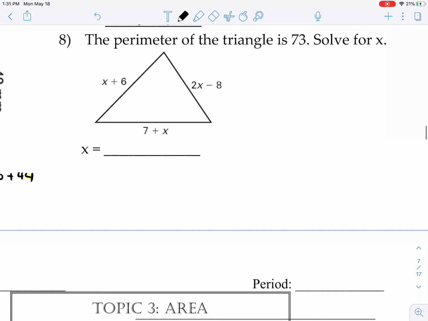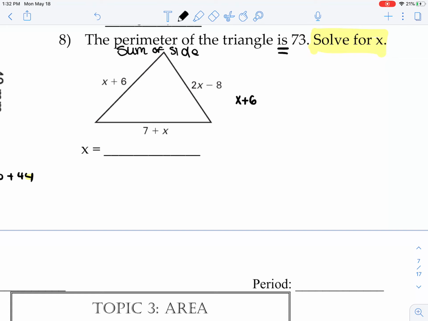Now, the perimeter of the triangle is 73. So that means when we add up all the sides, it is 73. Now, something I taught y'all well before the break is that anytime you see the word is, you can translate that mathematically to an equal sign. Okay? So, the perimeter, that's the sum of sides. So the sum of the sides equals 73. So how about we sum the sides and set it equal to 73 so that we can solve for x.